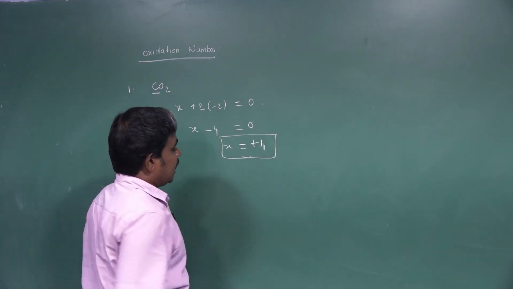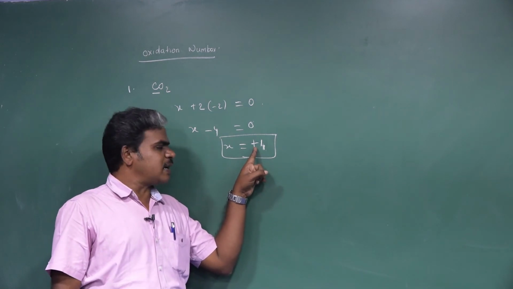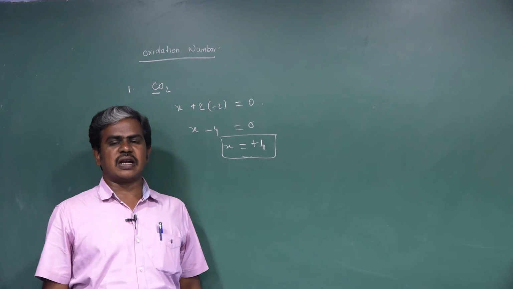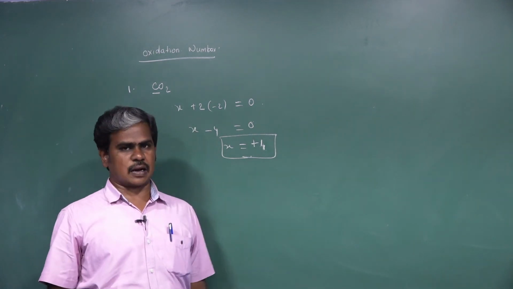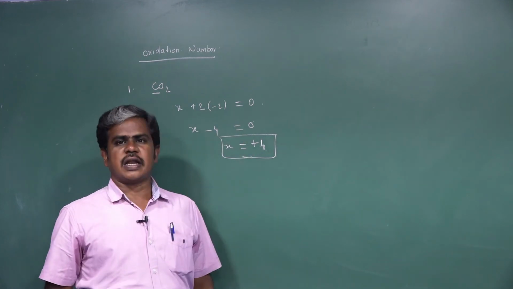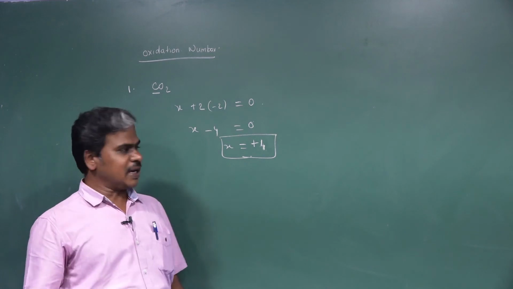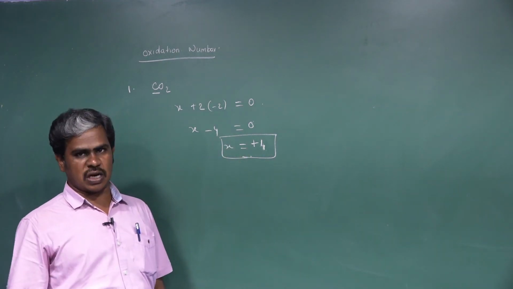While writing the oxidation state, it is important to write the positive sign and the negative sign. The positive sign denotes loss of electrons, and the negative sign denotes gain of electrons. So always write the positive or negative sign before the oxidation number.